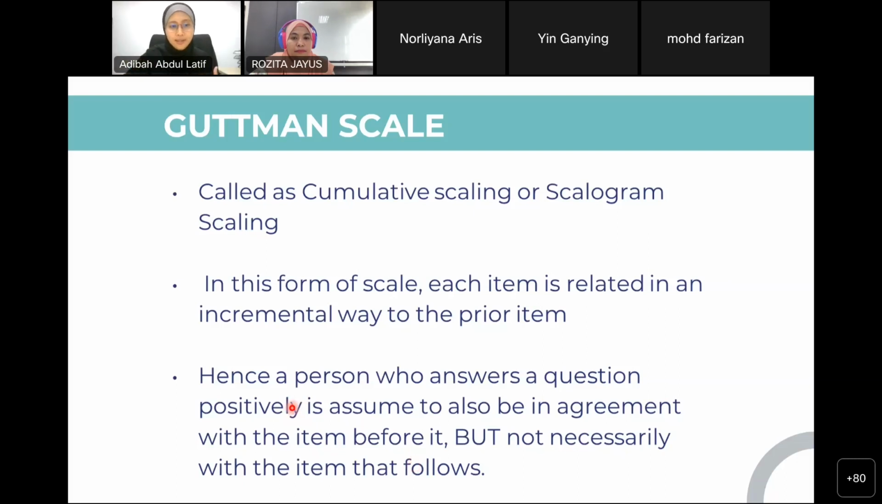That's why, in this form of scale, each item is related in an incremental way to the prior item. Hence a person who answers a question positively is assumed to also be in agreement with the item before, but not necessarily with the item that follows. For example, if the student cannot answer item number 5, and items number 6 and 7 the student answers wrongly, then the probability of answering item number 5 correctly is actually less than 1. Maybe 0.2, maybe 0.3.